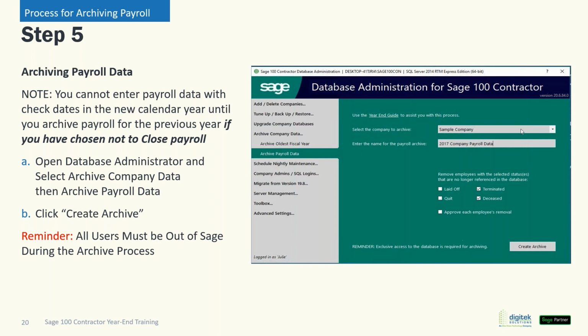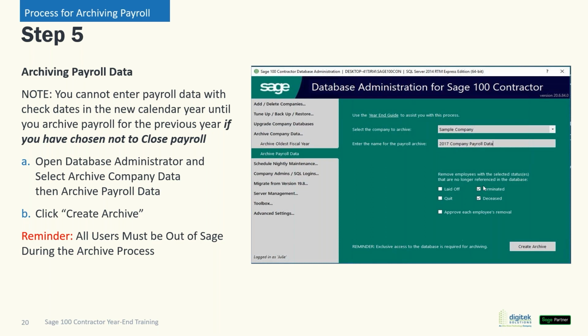You're going to select the company that you want to archive, and then enter the name of the archive database. What I always suggest is to start it off with the year that you're archiving. In this example, we're archiving the 2017 payroll. I wouldn't call it 2017 company payroll data. I would probably call it 2017, then your company name, payroll. But that's totally up to you.